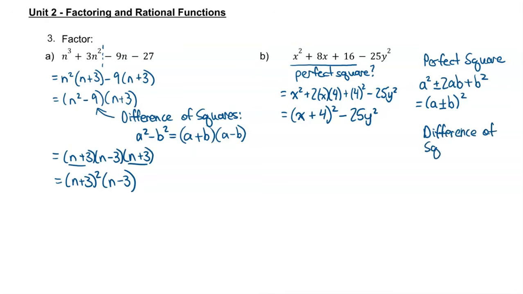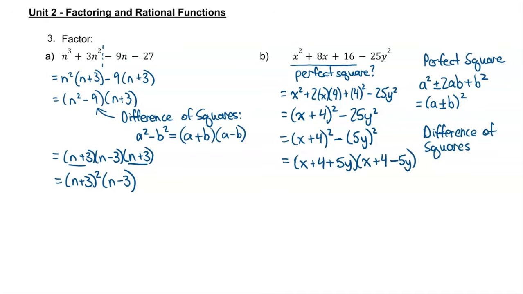Now to see this a little bit more clearly, I'm just going to write the 25y squared as 5y all squared, keeping the x plus 4 squared the same. And so that 5 squared becomes the 25. And so now you can see the a squared minus b squared. So the a term is x plus 4, the b term is 5y. So we're going to add it, and then we're going to subtract the 5y from the x plus 4.